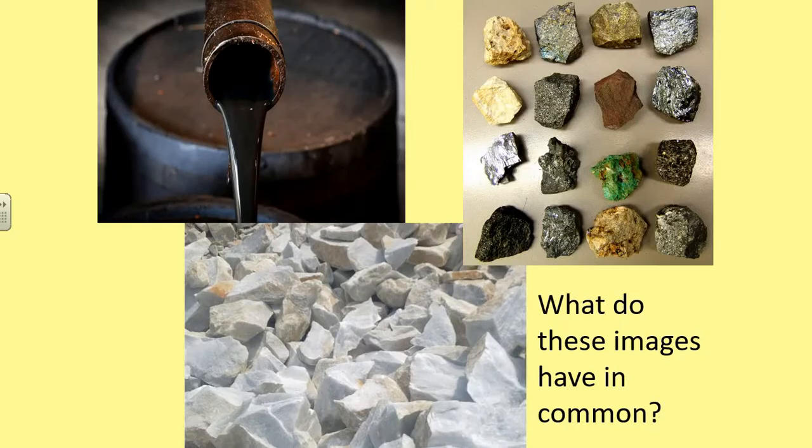So it's really important that we consider how we're using these resources in a way that is sustainable. Now on the screen here we've got some images. Top left is an image of some crude oil. We've got on the right there some different metal ores, so these are rocks that contain metal compounds. And at the bottom we've got some rock here, some limestone, which is used in all sorts of building and also production of materials and chemicals. So what do all of these images have in common? Have a quick think and pause the video.